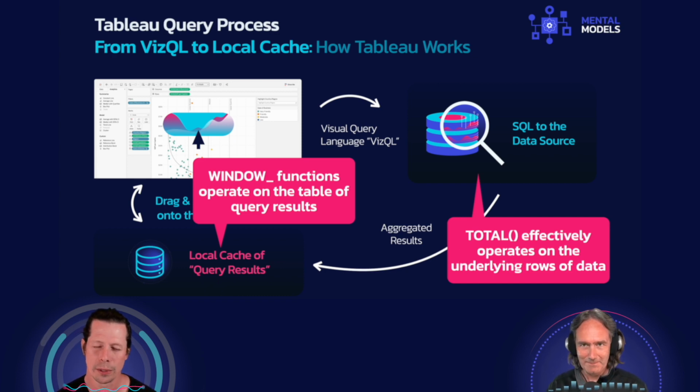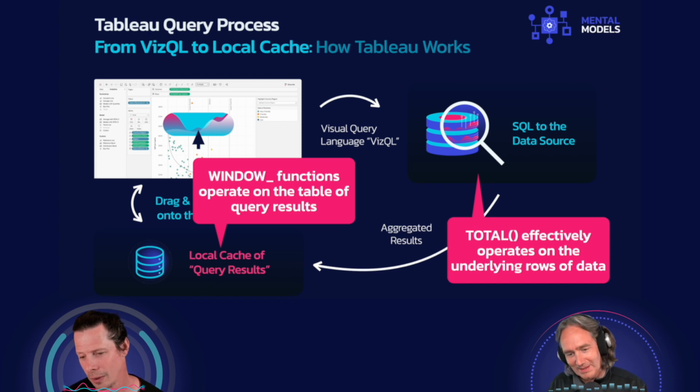Remember, total is one of the few table calculations that might run an extra query to the data source. Whereas perhaps all of them or nearly all of the other table calcs don't have to rerun an extra query to the data source because they can get what they need from that local cache of query results. And it sounds like what you're saying is sometimes total can get what it needs from that cache of query results also, but it may need to run an extra query. Yes. And not just one extra query. So that's part of what we'll talk about.